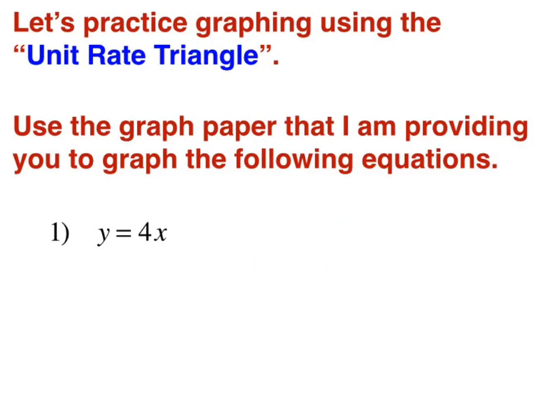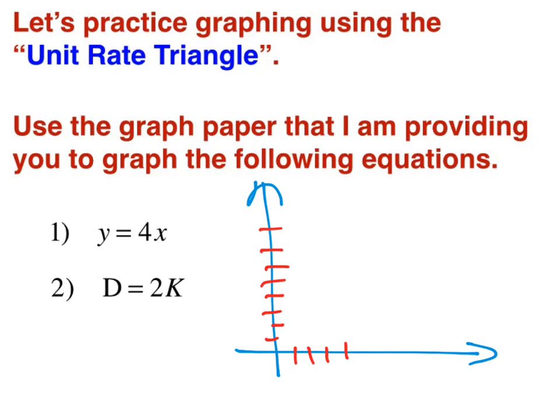All right, so that was number 1. Here's number 2. Everybody quickly try number 2. So number 2 is d equals 2k. So that means our constant of proportionality is 2, which is 2 over 1. And remember, that means we are rising 2. We are running 1. Since it's a proportional relationship, we know it goes through 0, 0. So we rise 2, run 1. Rise 2, run 1. And we want 4 ordered pairs. Rise 2, run 1. Draw your line through there.